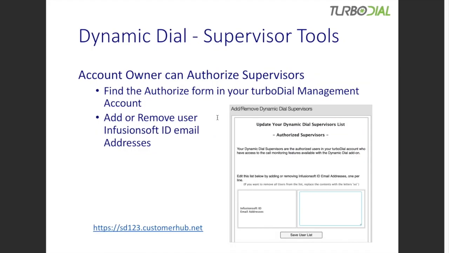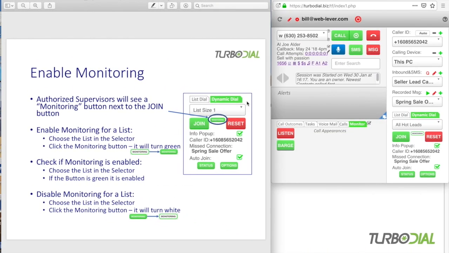To authorize a supervisor into your TurboDial account such that they have access to these monitoring tools, you'll need to find the authorized form in your TurboDial management account. That management account, as you probably know, is at sd123.customerhub.net. There's a form there, you'll find it in the menu, where you can add and remove user Infusionsoft ID email addresses. Those email addresses will be the email addresses for the people in your team who have supervisor rights for Dynamic Dial. Let's also show a TurboDial screen so we can walk through this.